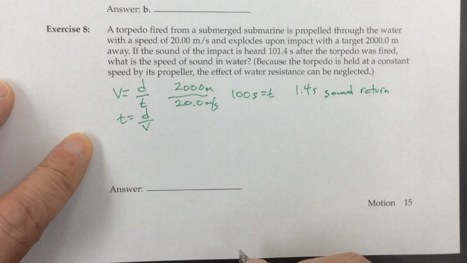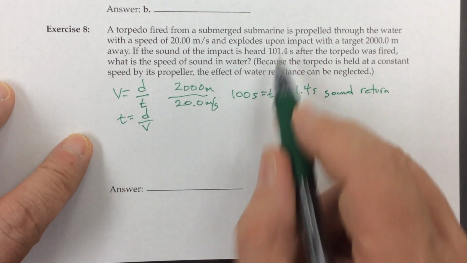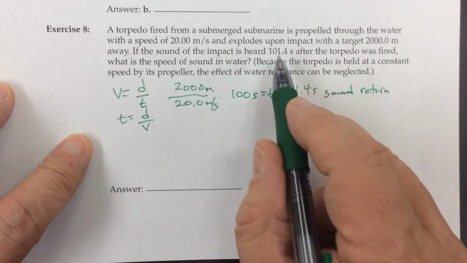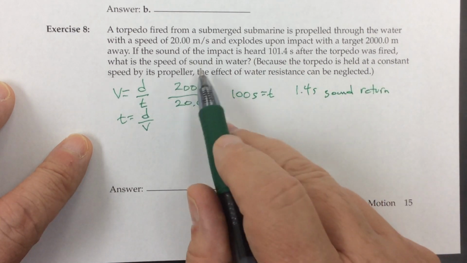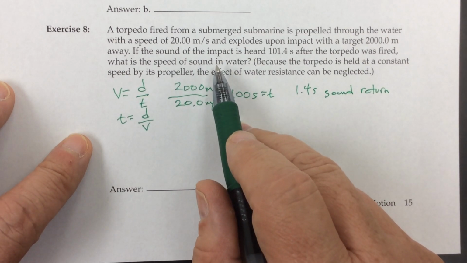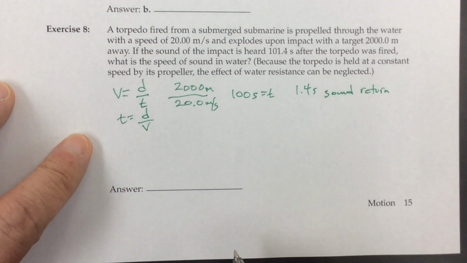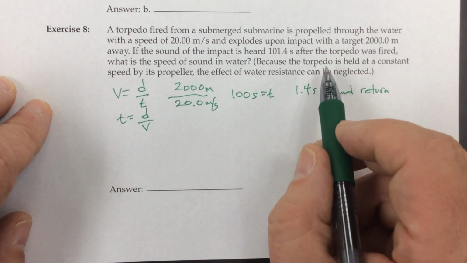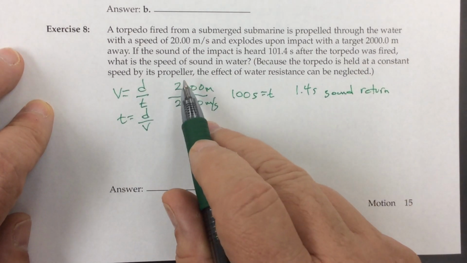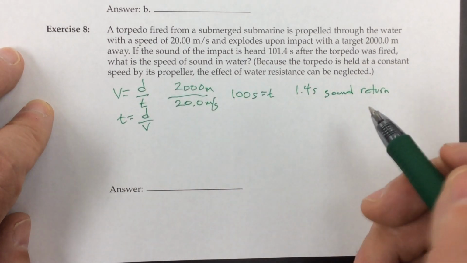I don't know if that makes sense to you. I hope it does. This time is part of this time, so I needed to get rid of this to know how much the time was actually in the air, because it's asking me what's the speed of sound. So I need to know how much time that sound traveled. It only traveled the small amount. It didn't travel the total amount. Okay. So it says, because the torpedo is held at constant speed by the propeller, the effect of air resistance can be neglected. It's actually got an engine too.